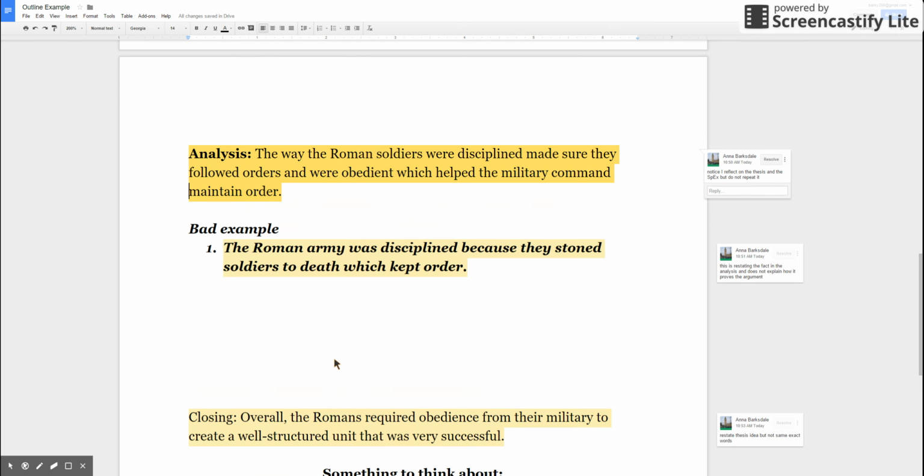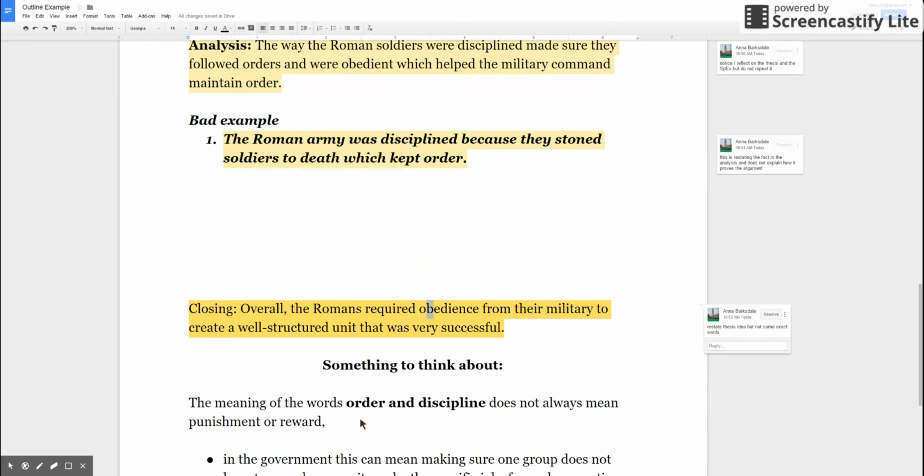The last thing I want to talk about is your closing statement. This is what I want you to focus on. This is a restatement of the thesis idea, but not using the same words. Please do not copy your thesis and paste it down here. I changed it. I went and looked up thesaurus.com and I found the words obedience and well structured. So go to thesaurus.com and look up the words discipline and order. So my closing is, overall, the Romans required obedience from their military to create a well-structured unit that was successful. I am proving that not only were they disciplined, but I also believe that they were successful. And I use the words obedience and well-structured to make that point and get it across to the reader.